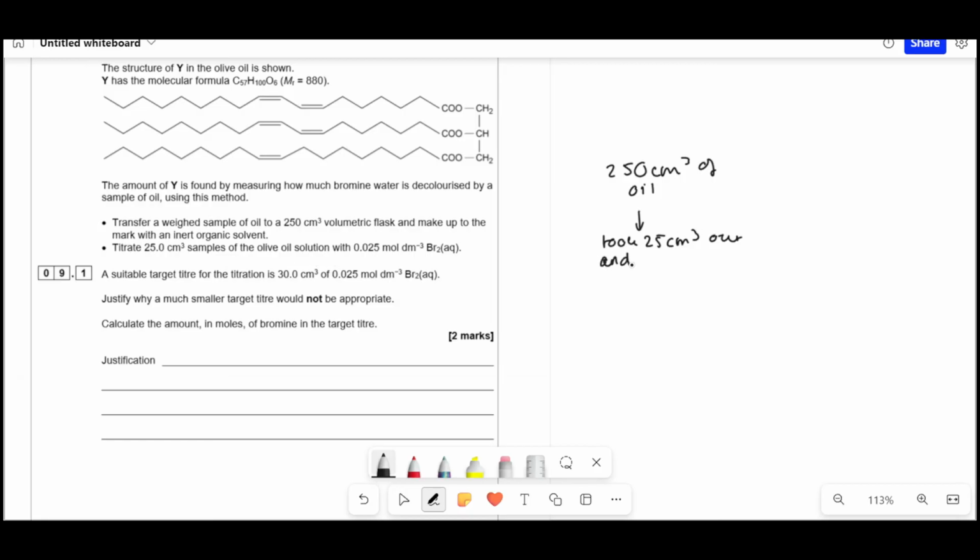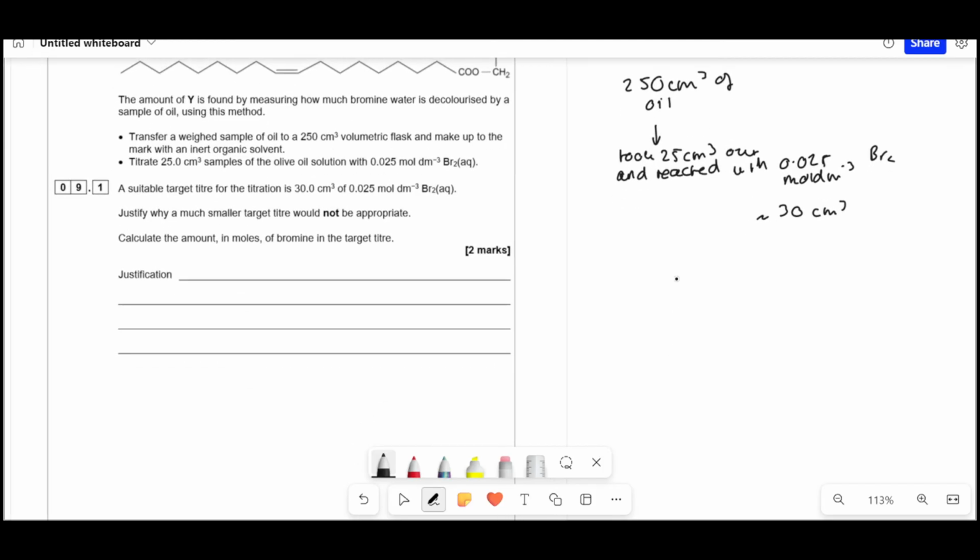So don't just say titrated with, make sure you clearly understand what's going on here. They reacted it with 0.025 mol dm⁻³ Br2, right? Because now you really understand what's going on here. A suitable target titre for the titration of this is about 30. So roughly they're aiming for using 30 cm³ of this. Now it says justify why a much smaller titre would not be a good idea.